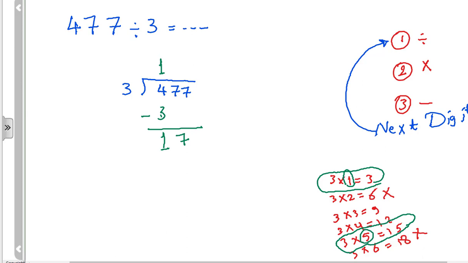So the quotient is 5. And someone tell me, what is the next digit? The next step. Now I finished the first step, divide. What is the next step? The next step is multiply. Multiply the 5 by 3. And we have the answer already, which is 15.